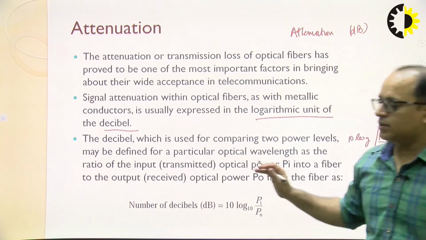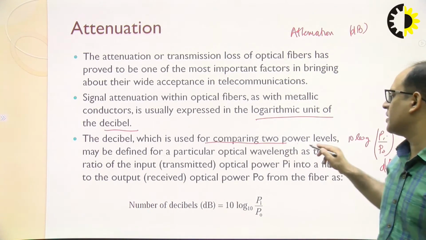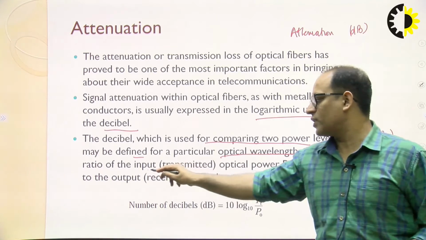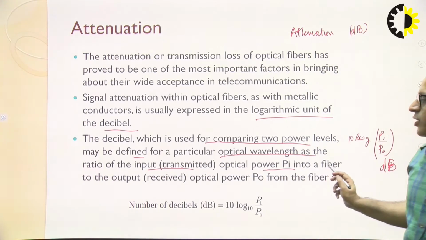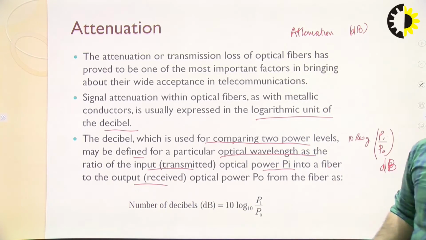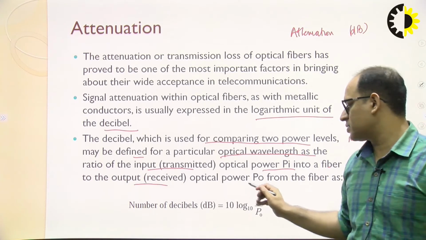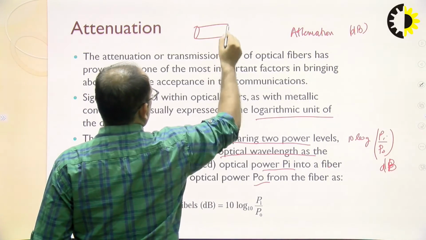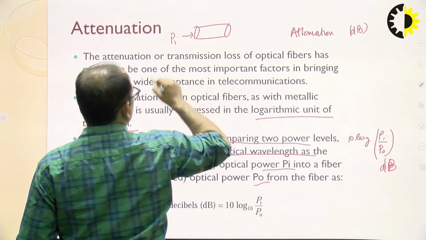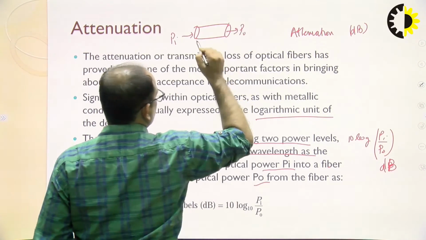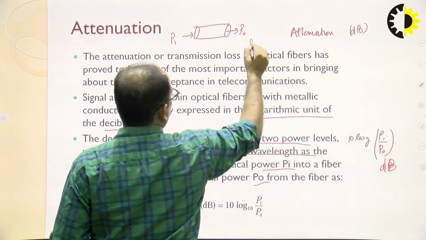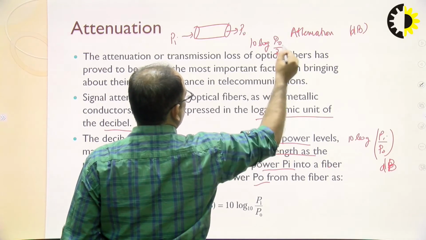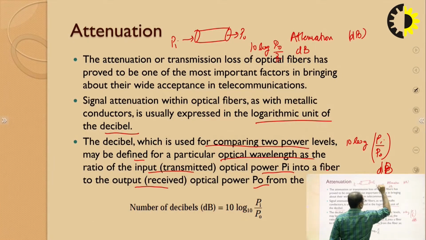This decibel is generally used for comparing two power levels, which may be defined at a particular optical wavelength as a ratio of the input power, that is Pi, into the optical fiber to the output power, that is P out. Let us say this is an optical fiber cable, and the input which I am providing is Pi, and the output which I am getting is Po. So, attenuation in this optical fiber will be equal to 10 log of Pi divided by P out, and this can be expressed in terms of decibel.